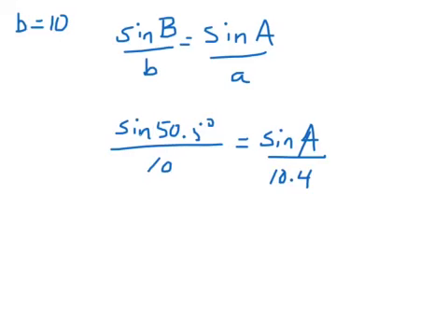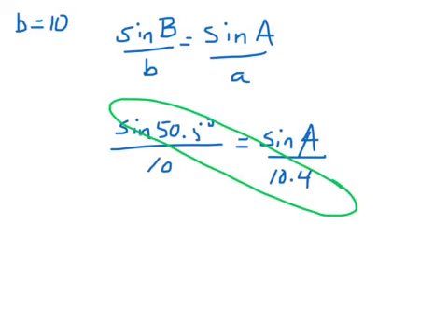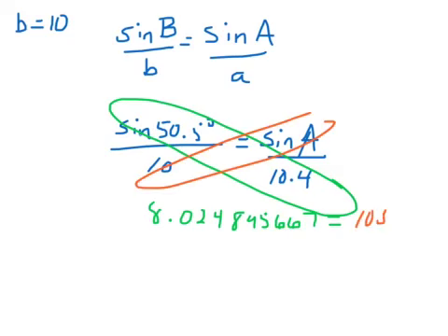Okay, so we can put this in. If you remember from back in 7th grade, you multiply the two things that are across from each other, so I'm just going to do that all at once. Sine 50.5 times 10.4 is, I'm getting 8.024895667. I'm just going to keep as much accuracy as I can for now. And then I multiply the other diagonal, 10 times sine A.